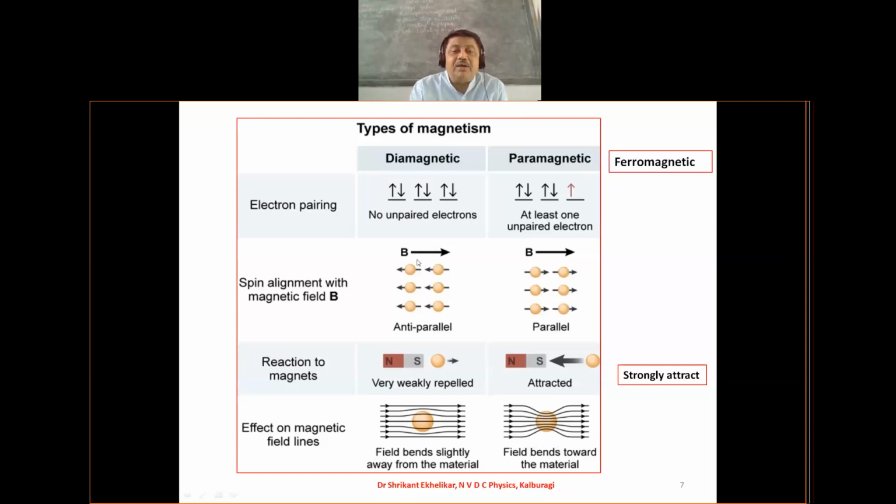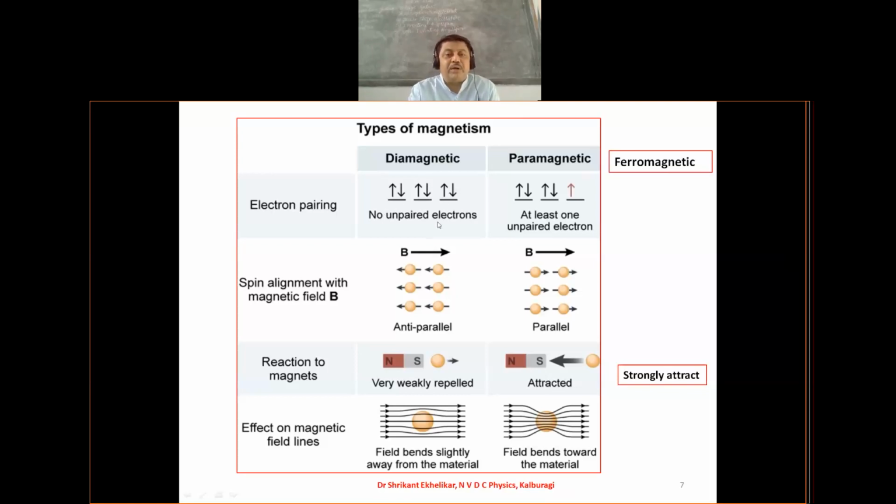So when an external magnetic field is applied, these kinds of materials get an induced magnetic field, and the direction of the induced field will be opposite to the external field. This is known as anti-parallel. Again, if the induced magnetic field is in the direction opposite to the applied field, that kind of material is called diamagnetic.